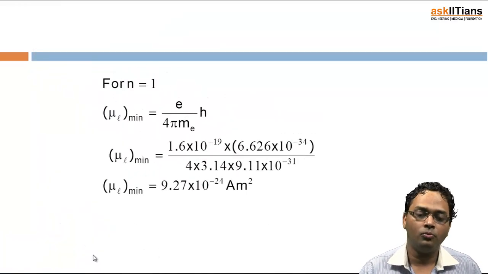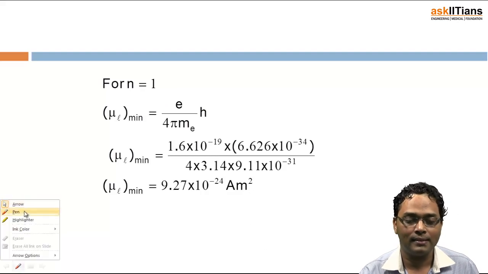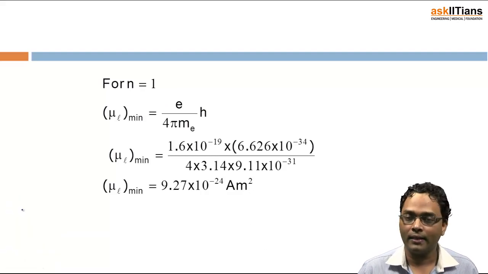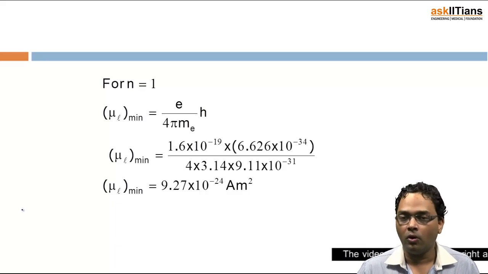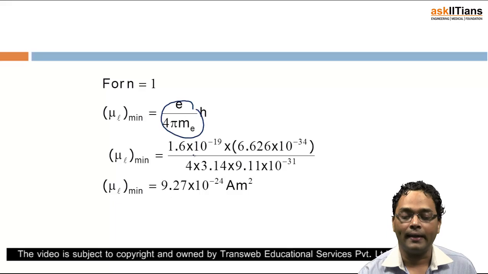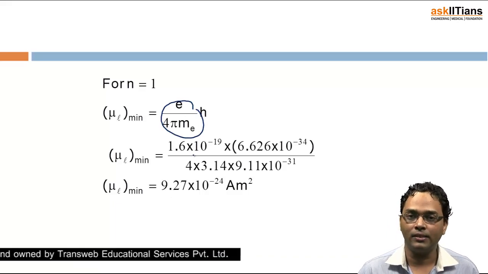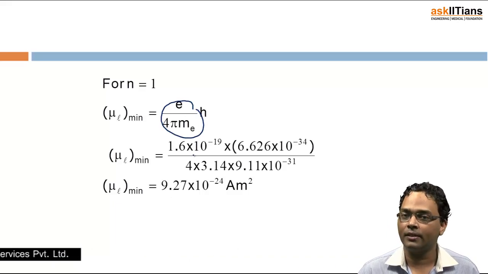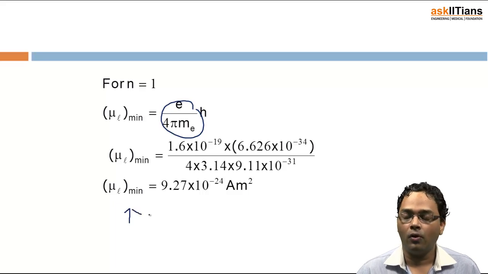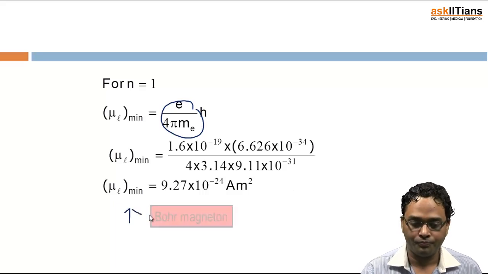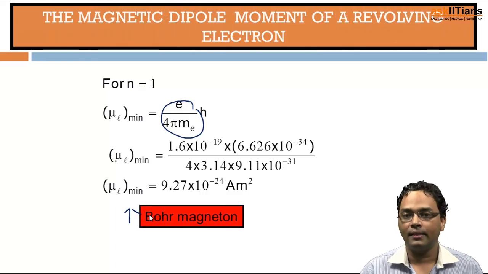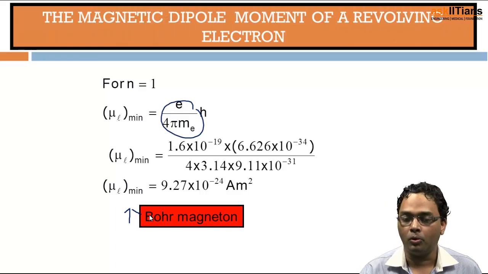Okay, so now moving on, if I say that there is just a single electron, and I take n equals 1, that will give us the minimum value of this mu L. That will come out to be equal to E divided by 4 pi m into h. H we know is equal to 6.67 into 10 to the power minus 34. That gives us the minimum value of the magnetic moment. The minimum possible value that we have is also known as the value of the Bohr magneton.